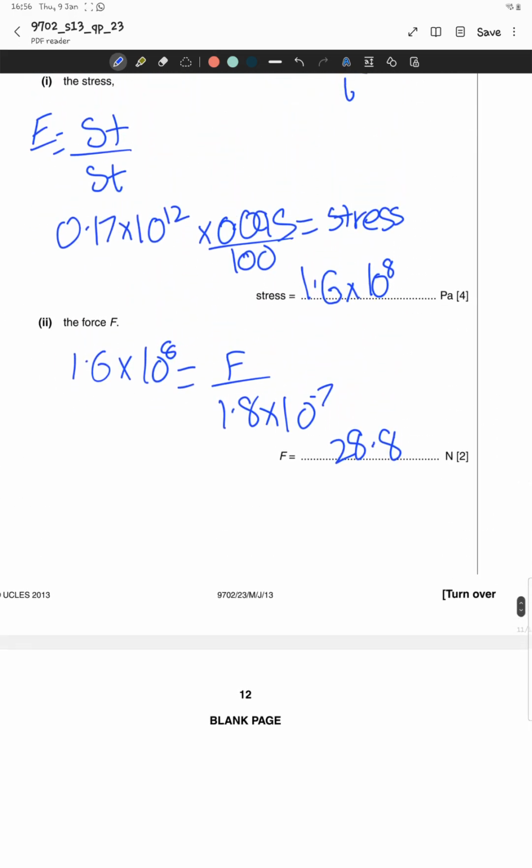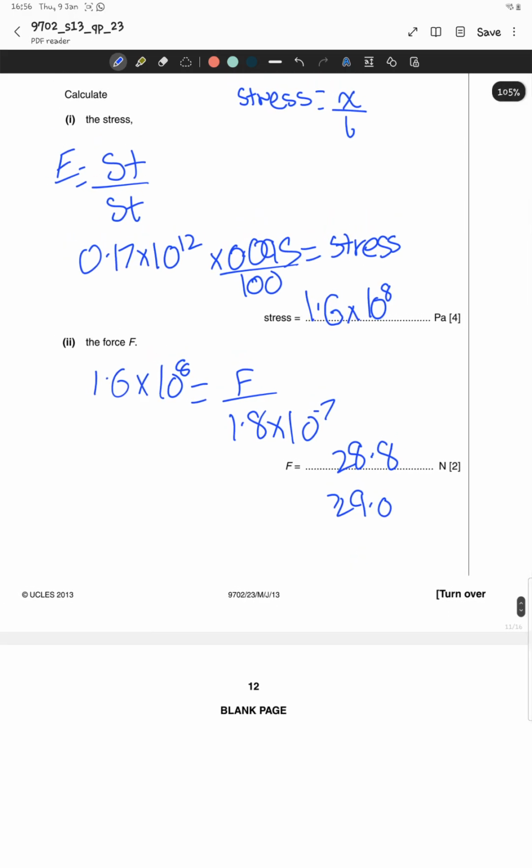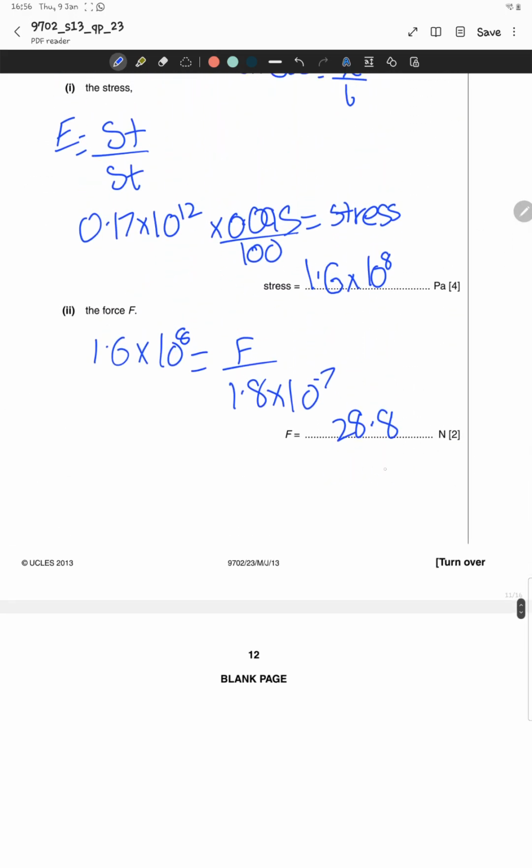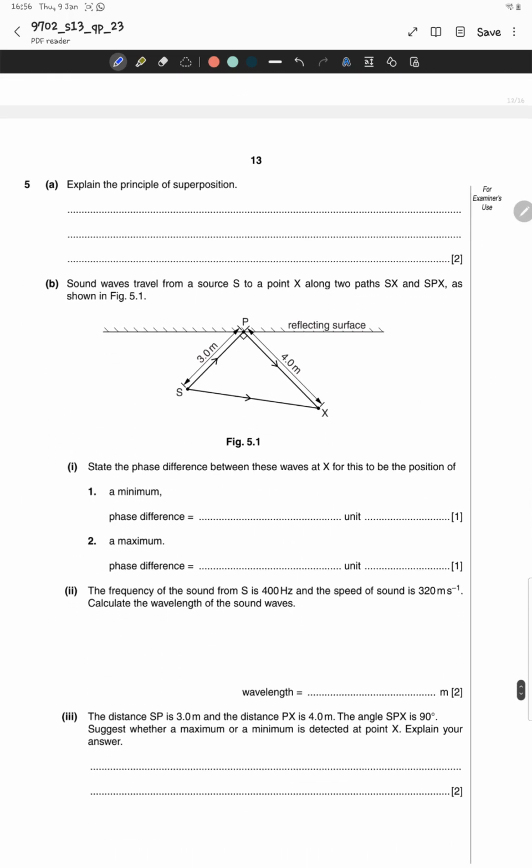Actually in the marking scheme, it's written that this is 29.1 or 29.0, but that's because the stress they used here is actually 1.62 or 1.615. But it doesn't really matter, because in the newer marking schemes, you'll see that they will usually just ask you to take this instead of the actual answer. And if they don't, they'll have both of the answers there, like 28.8 or 29. So there's nothing to worry about there.